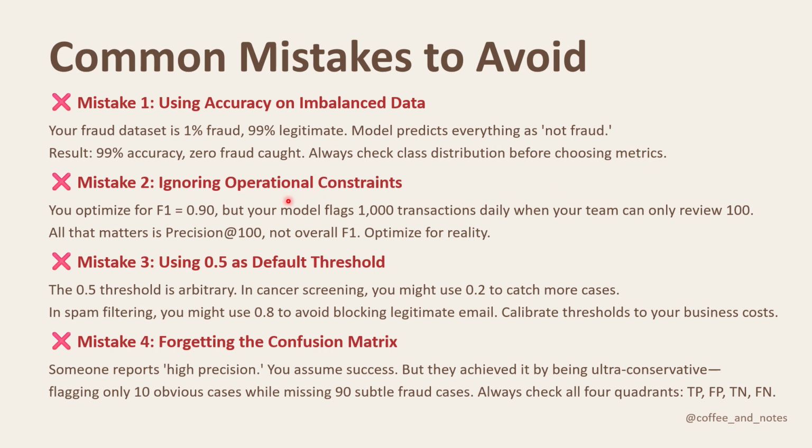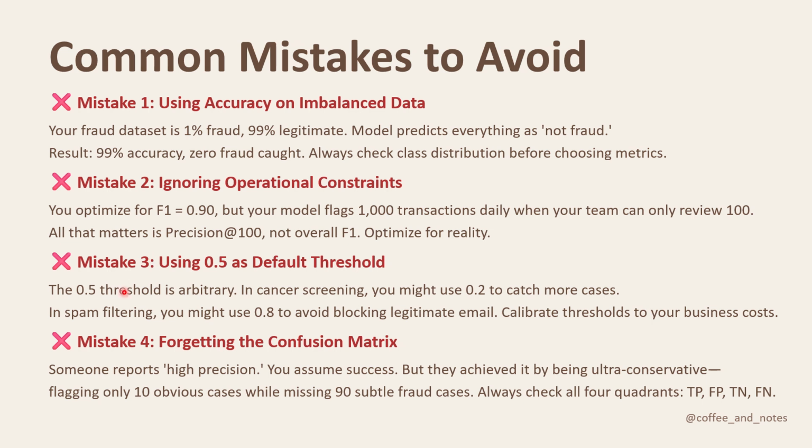Mistake 2, ignoring operational constraints. You optimize for F1 and achieve 0.9. Great, but your model flags 1000 transactions daily, and your team can review only 100. All that high F1 means nothing if the top 100 are garbage. What matters is precision at 100, not overall F1. Optimize for reality, not textbook metrics.